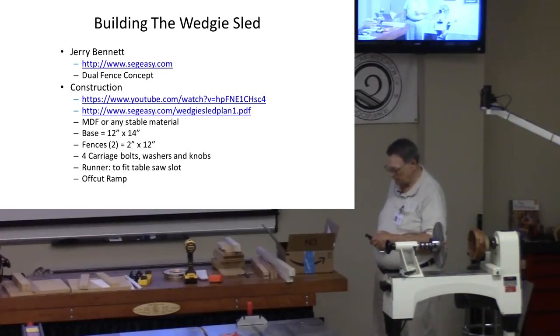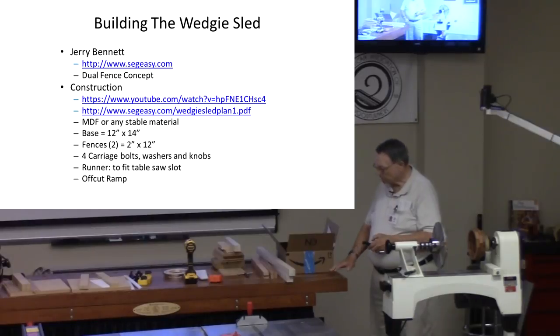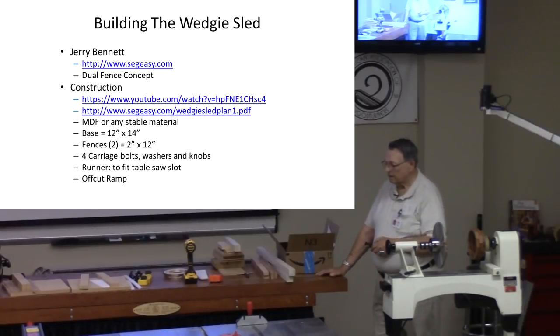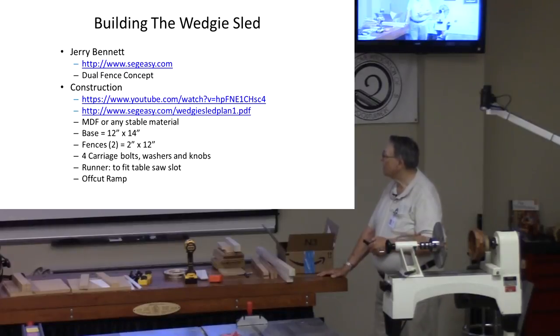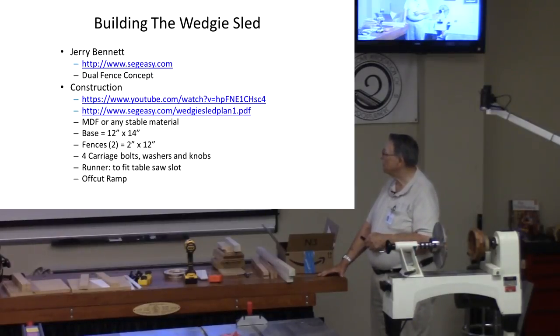The Wedgie sled was originally designed by Jerry Bennett, and he has a company called Seg Easy. The thing about the Wedgie sled is it's two fences. It's the two fences that make it almost impossible to make a mistake as far as cutting angles is concerned. There's a construction video here and another one here done by two different people.